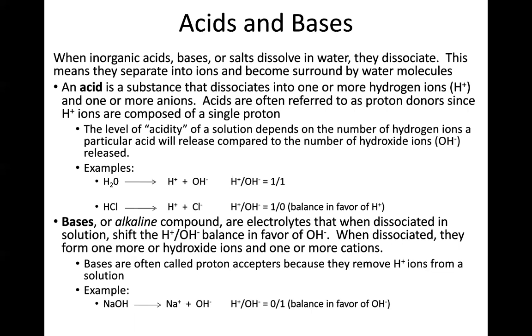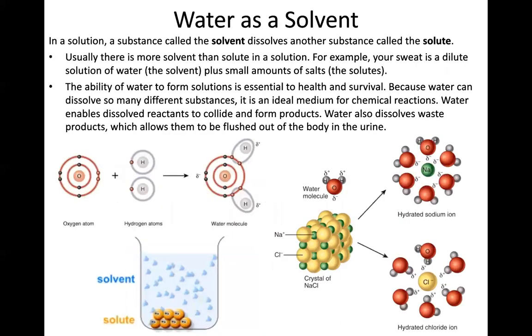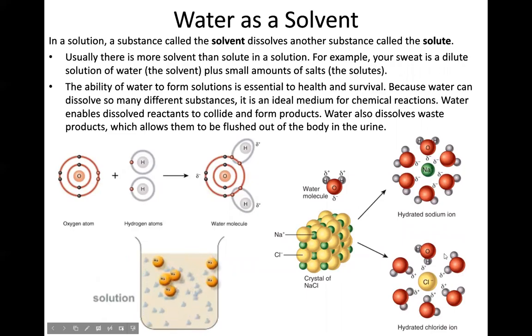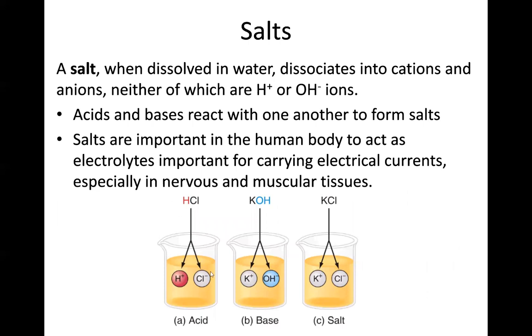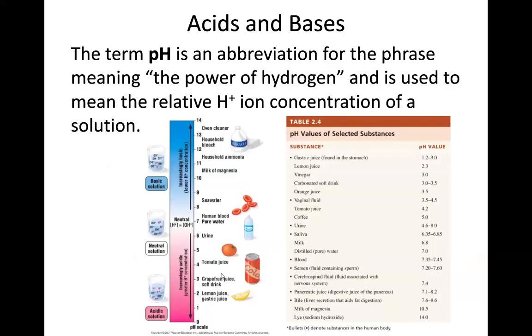Now, when an inorganic acid, a base, or a salt dissolves in water, it will dissociate. This word dissociate just means that they separate into ions and become surrounded by water molecules. We saw that in our picture a couple of slides ago. We can see the same thing taking place if I jump ahead: an acid, a base, and a salt. Hydrochloric acid, potassium hydroxide, potassium chloride. Those ionic bonds that hold the acid, the base, or the salt together dissociate. They break apart. That's what that word dissociate means.